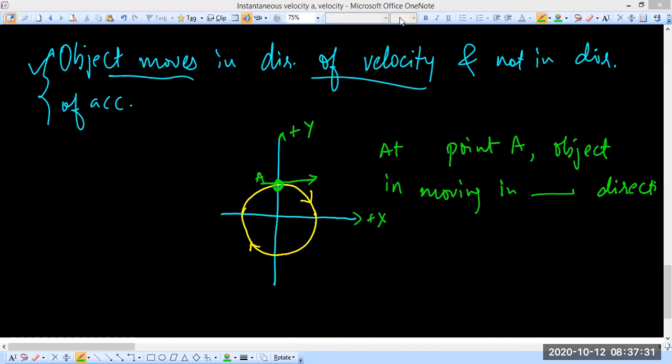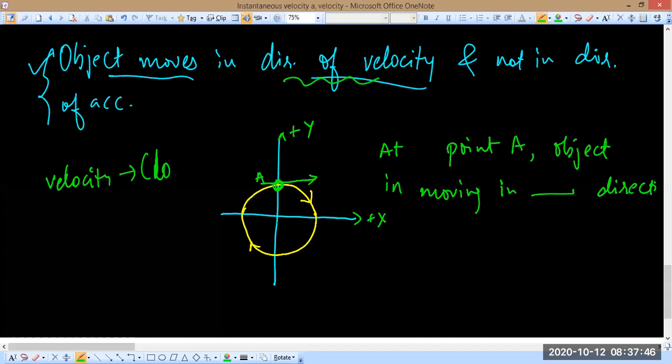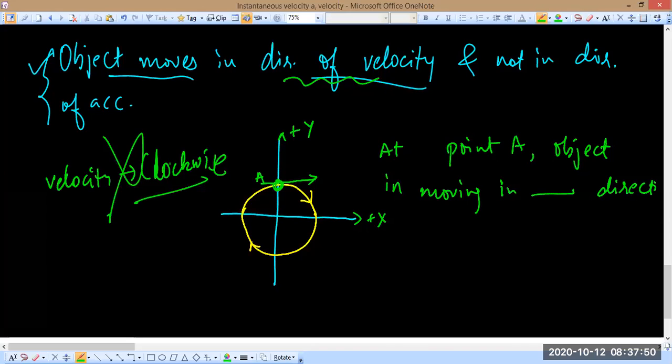Again, clockwise no. Clockwise is not a direction of motion, everyone. Okay, I want all of you to understand that object moves in direction of velocity. You can't say velocity is clockwise. That is rubbish. Okay, right? This is wrong. So you can't say clockwise. So the correct answer is that the object moves in positive x direction. I hope that makes it clear, right? I hope that it is clear.